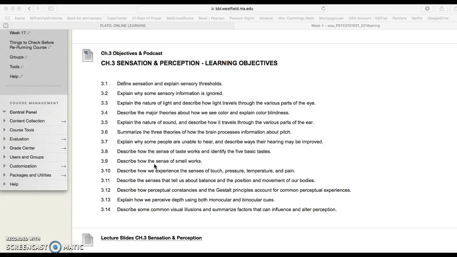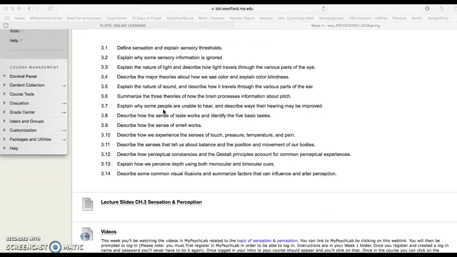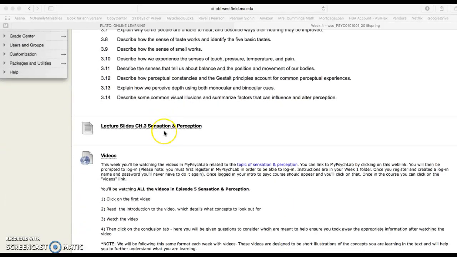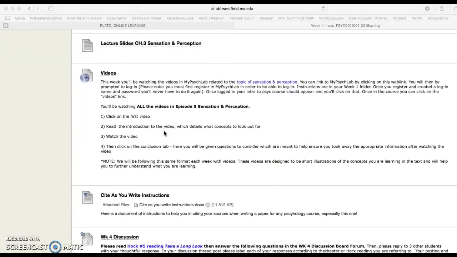Like I've said in the past, a few people like to print these out and leave space in between each one, and then use it as a reading guide, filling in notes underneath each one, and then use that as a study guide. So that's definitely a possibility as well. Here are your lecture slides. And the videos you're going to be watching this week are all in episode 5 of Sensation and Perception.